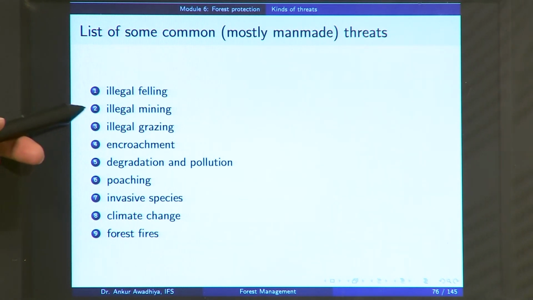Then we have illegal mining, especially mining for sand. Sand is a minor mineral and it can very easily be removed from the forest areas, because you can just take a vehicle inside, put the sand and take it out. Now, once that happens illegally, it is altering the ecosystem, it is affecting the plants that grow there, it is affecting the water dynamics of the area, it is affecting the habitats of several species. So, this is also another threat to the forest, and this is a man-made threat. You have illegal grazing inside a forest.